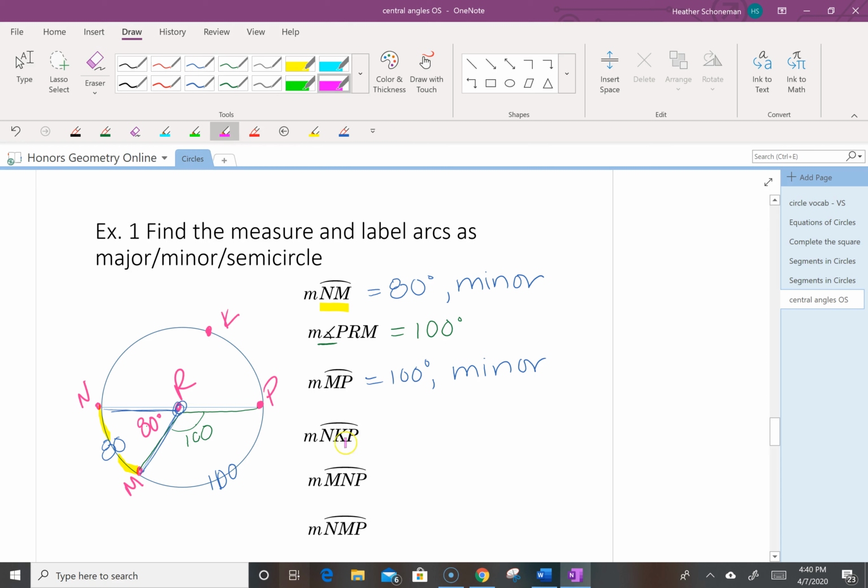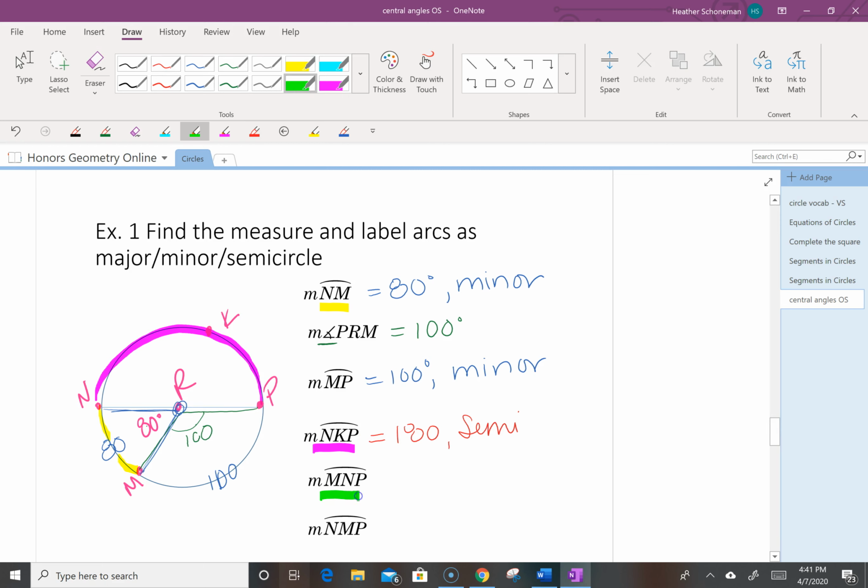It won't bother me. Okay, NKP. Start at N, go through K, end at P. That's what you have to do when you have 3 letters. Well, that's a semicircle. It's half of the circle, so that's going to be 180. We can label it semicircle.